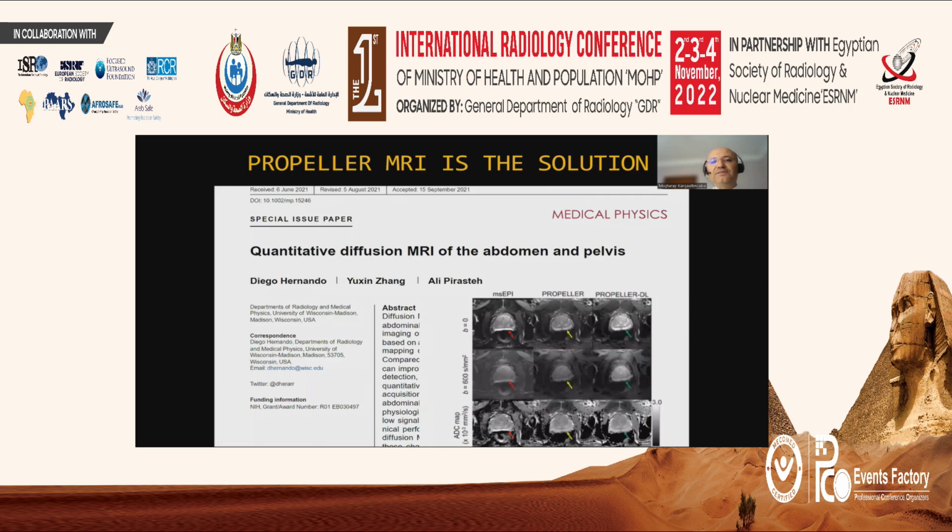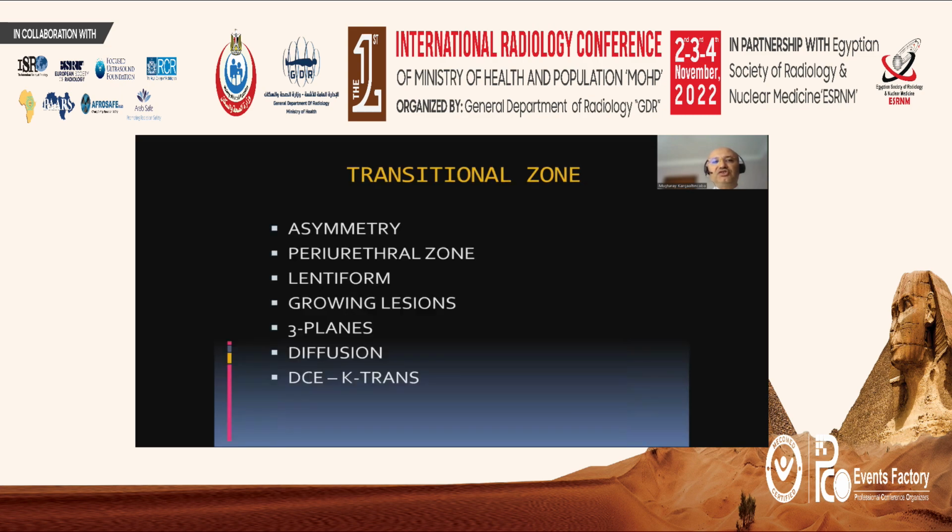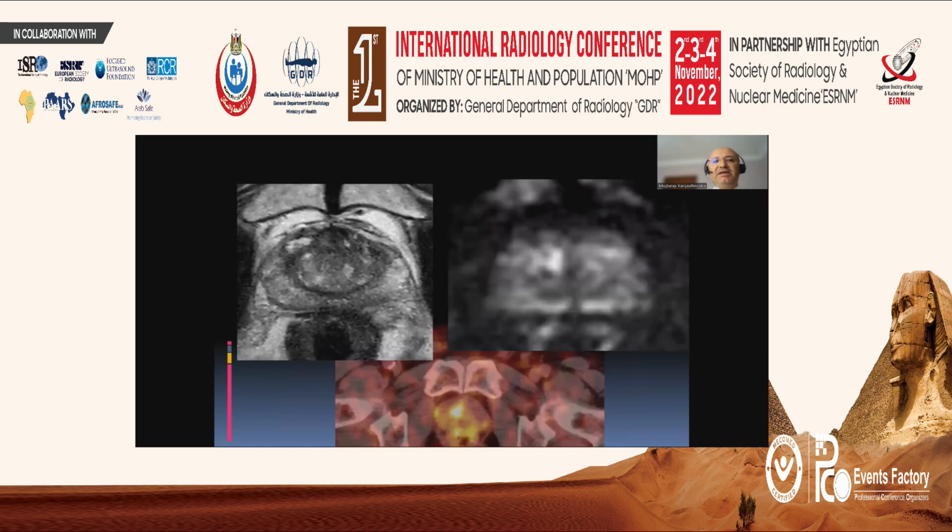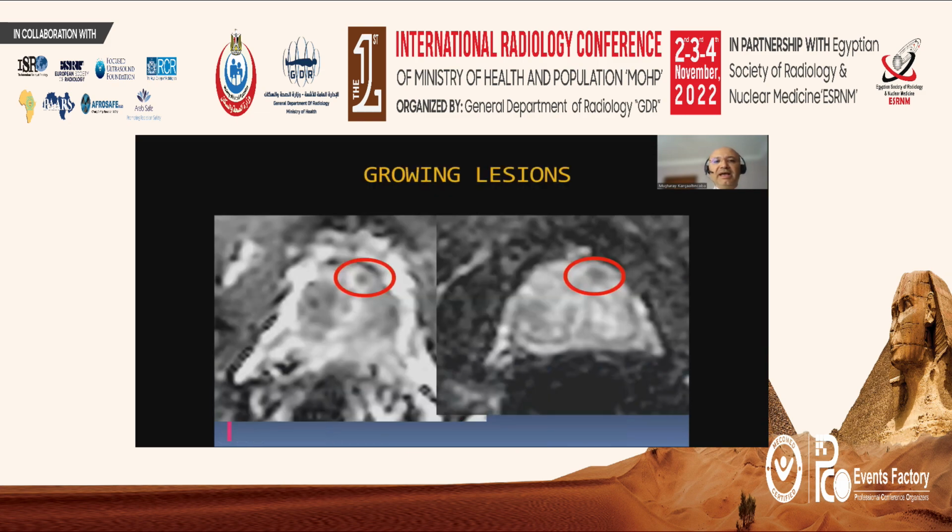And also there are other techniques coming up in the literature. So just be aware of the transitional zone. It's the most difficult area for PI-RADS. If you look at this T2, you see nothing, but there is an asymmetric area here, which lights up on the PSMA, and this was a proven tumor. Again, a growing lesion in the transitional zone, always biopsy, please.